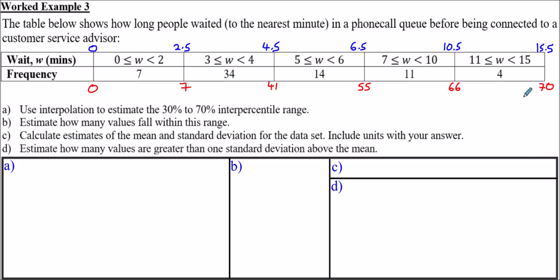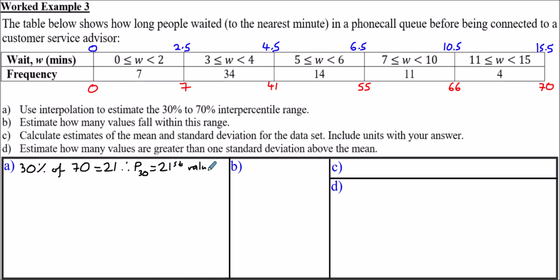So now we're ready to work out the 30th percentile. So what we do here is we think about what 30% of 70 is. You can use a calculator for this, of course. But what you'd find is that 30% of 70 is 21. So therefore, the 30th percentile is going to be the 21st value.